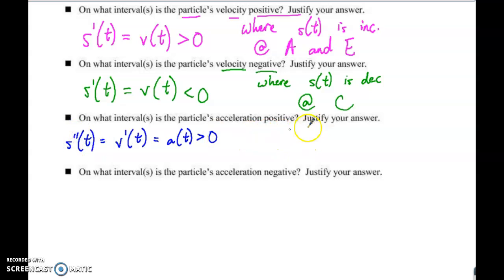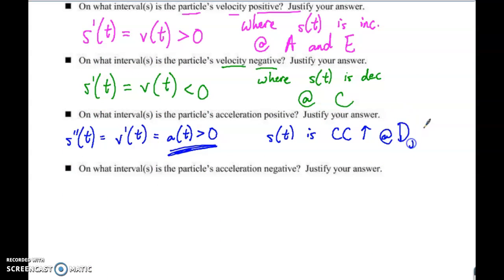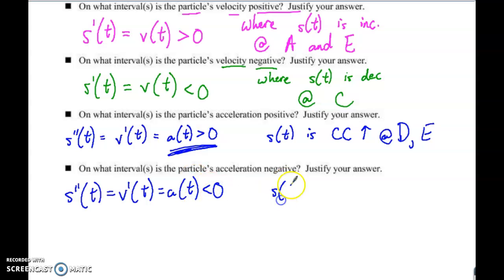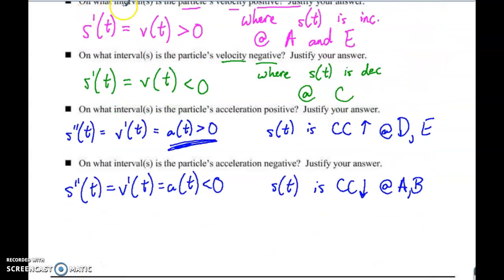maybe another way to explain it is if the acceleration is positive, then the curve that we were given, that S of t, must be concave up. And at those points, that might be easier to explain, is at D and E. But I think my graphs also explain it. And I could say the same thing about the last one, where acceleration is negative. So S of t is concave down. I think it's A and B if I remember correctly. Yeah, A and B were concave down. Perfect.